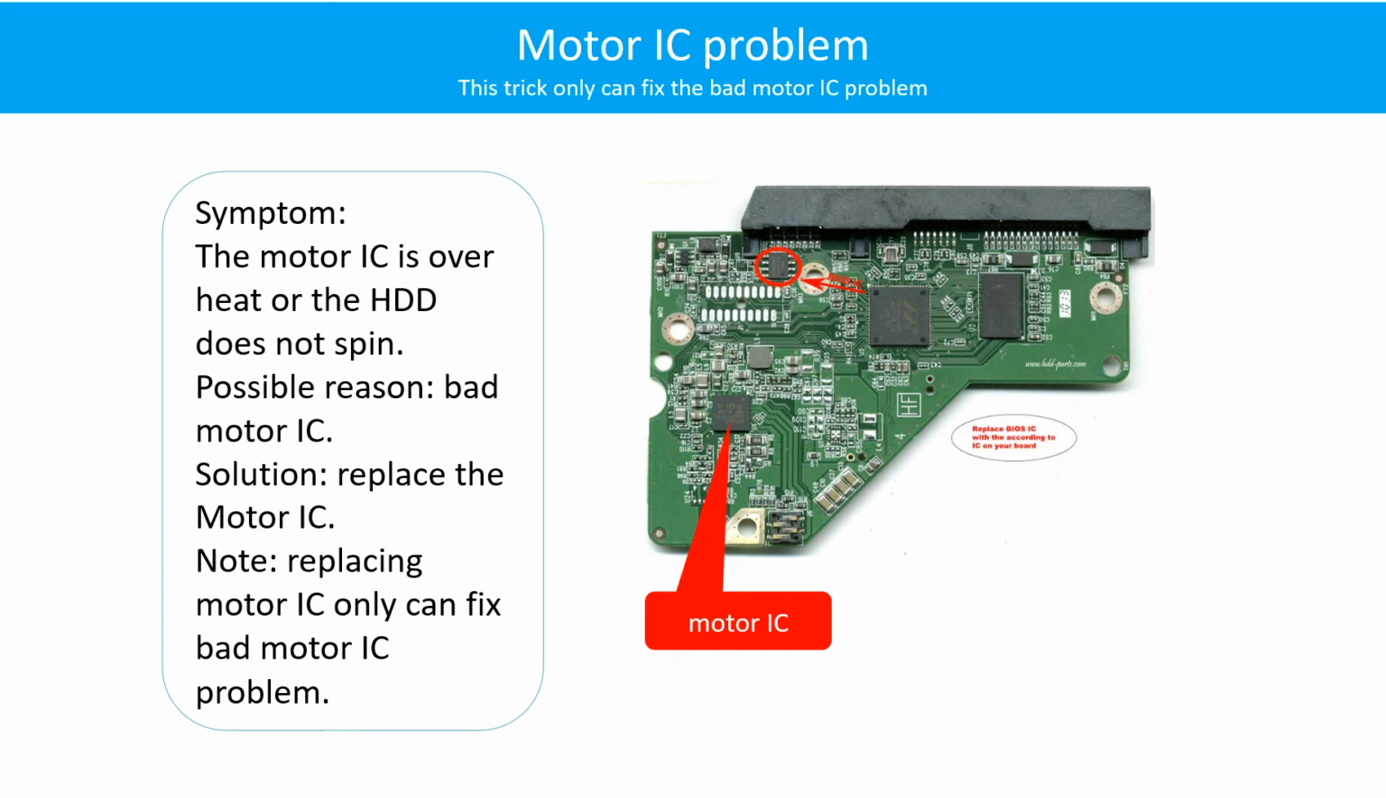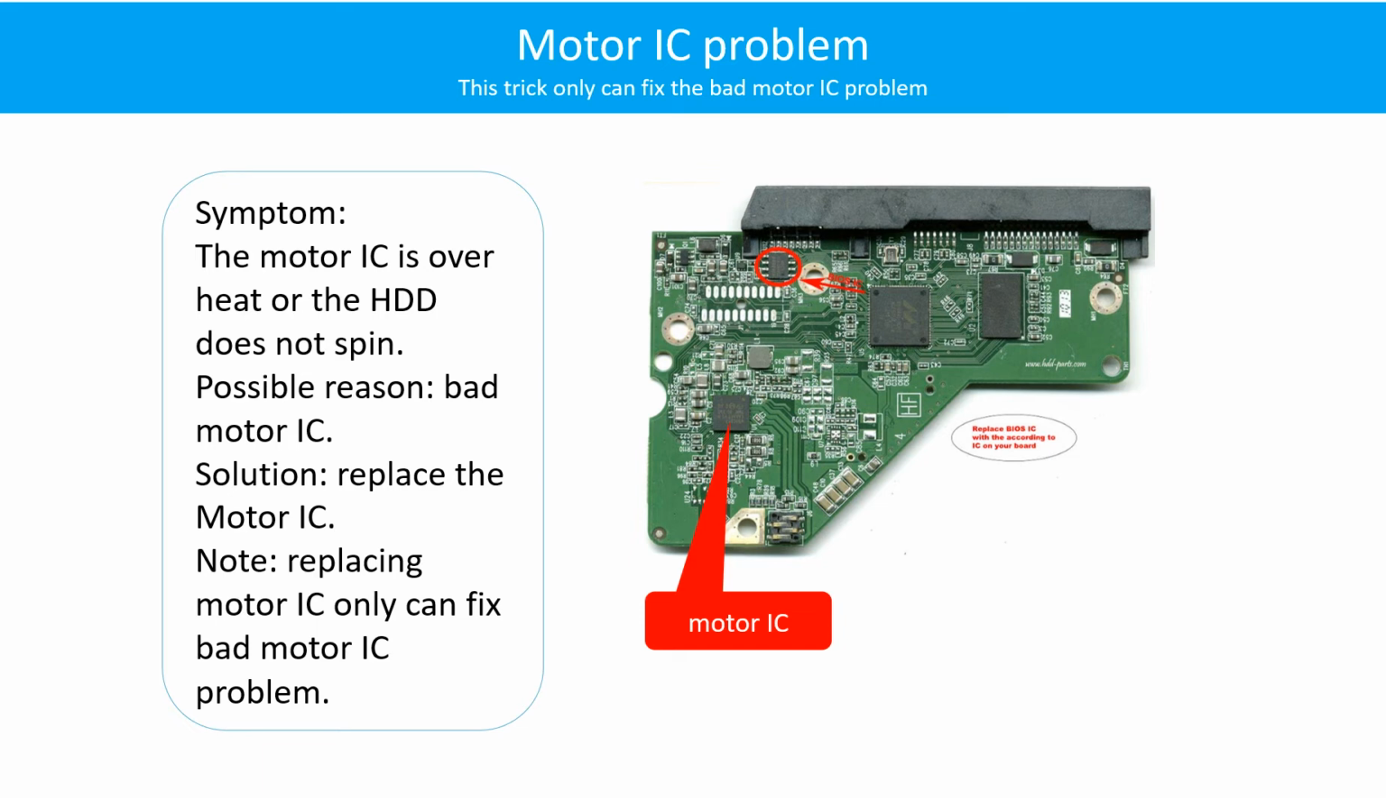Motor contacts loose problem. Symptom: the motor can spin but cannot reach its full speed. Cause: loose motor contacts. Solution: resolder, replace the loose contacts, or replace the PCB.